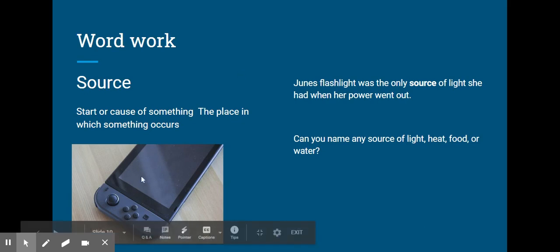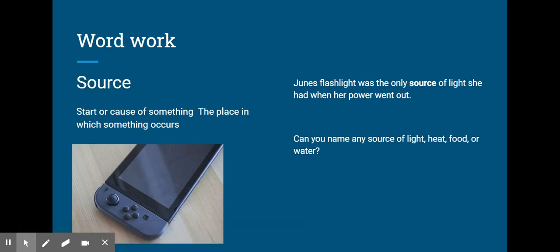So I put a little Game Boy here. Does anyone know the source of how the Game Boy gets its power? What's the source of power for a Game Boy? The source of power for a Game Boy is the batteries in the back. That's the source of where the Game Boy gets its power.